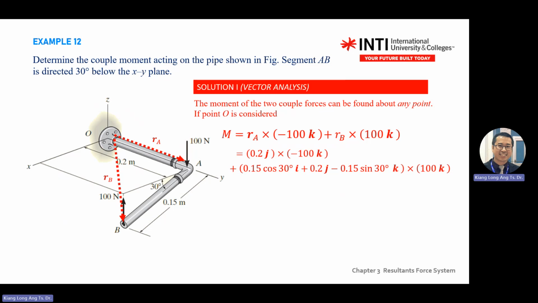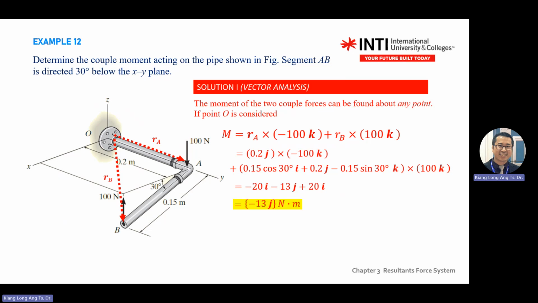RB, you need to do a little bit of calculation. RB moves in X and then moves in Y. Your X is 0.5 cos 30, this direction. And then move in Y, 0.2 J, and then you move down 0.5 sine 30, which is here. Cross 100 K. You arrive at the answer of this one.